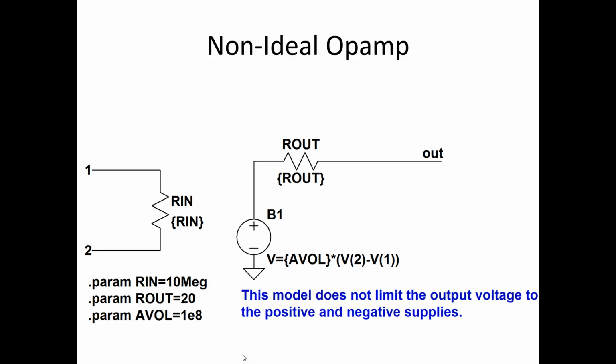To go over the derivation of the output response of the inverting op-amp, we will review the non-ideal op-amp first. This model has an input resistance Rin, which in LTspice, the way I've programmed it, is 10 megaohms. Rout is 20 ohms, and the open loop gain is 1e8 times V2 minus V1, these node names. One thing that this model doesn't do is limit the voltage due to the positive and negative supplies. You could add that in with some if statements, but you can do that later.